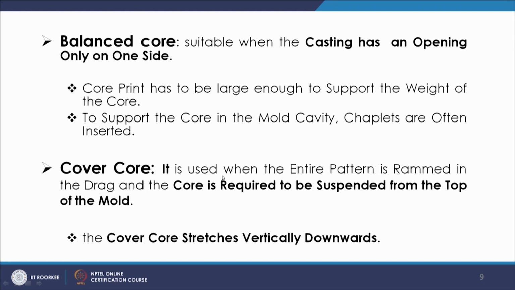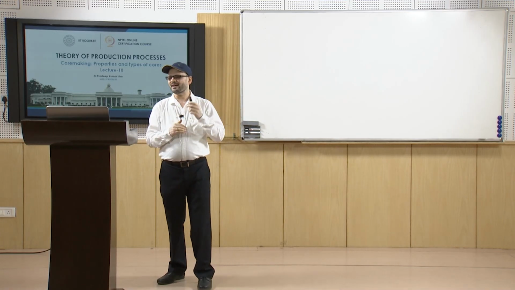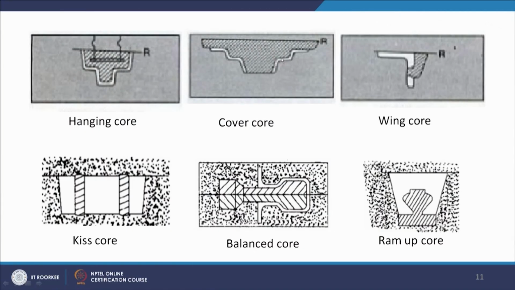Then you have the cover core. The cover core is used when the entire pattern is rammed in the drag and the core is required to be suspended from the top of the mold. So, the entire pattern is in the drag itself, and it will stretch vertically downwards. We can see this is the cover core, where this whole core is in the drag portion, and this is your casting cavity. This type of cavity is generated in that case. It is kept from the top like that. So, that is known as cover core.